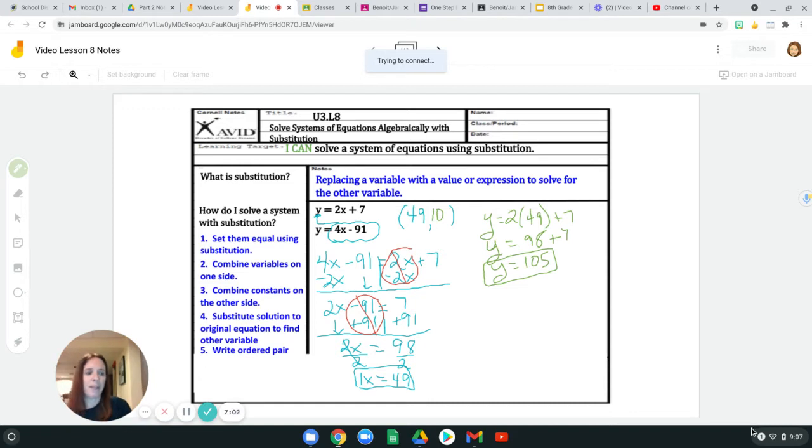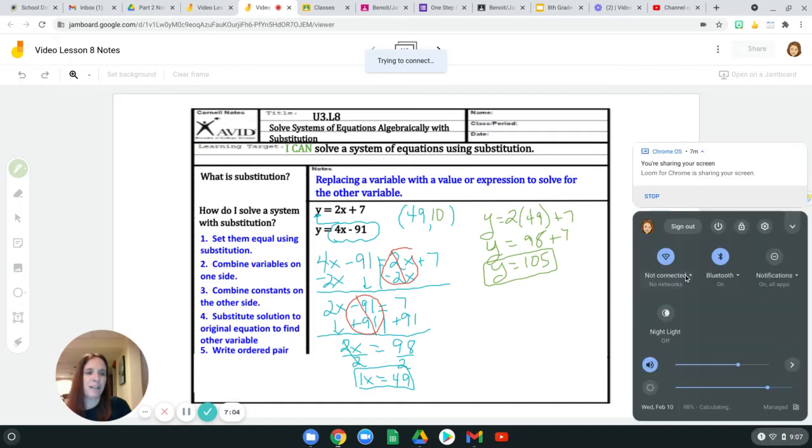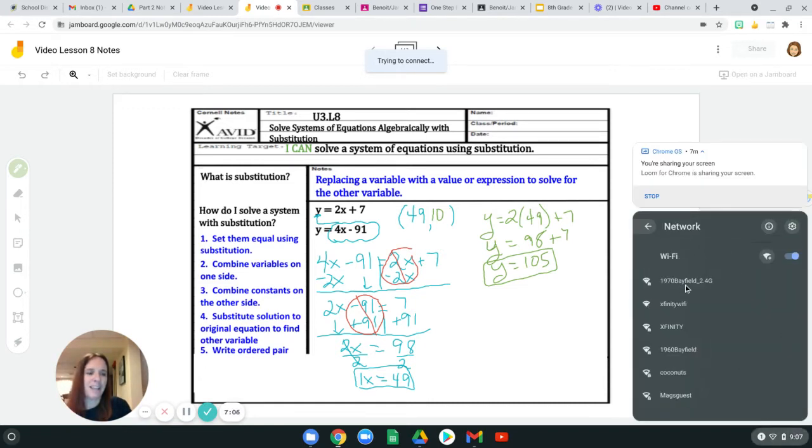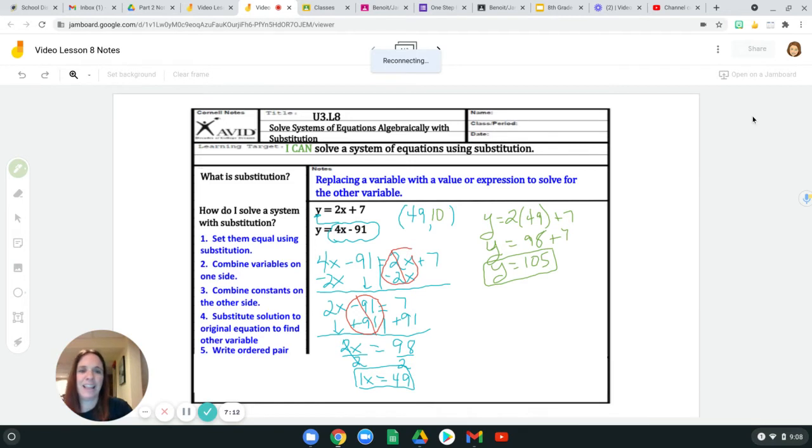Oop, losing my connection here. Hold on. Still working on it. Still thinking about it. There we go.